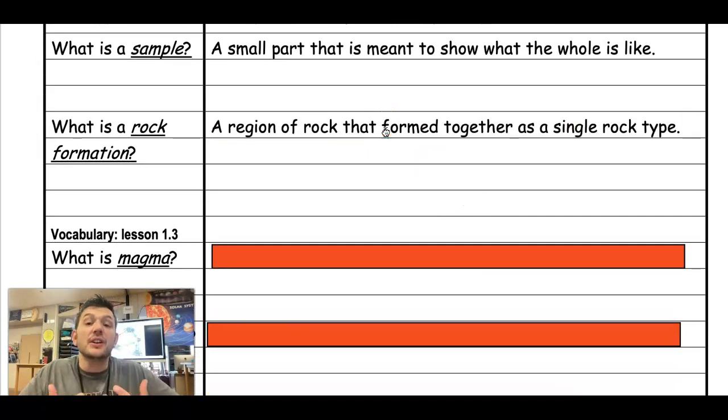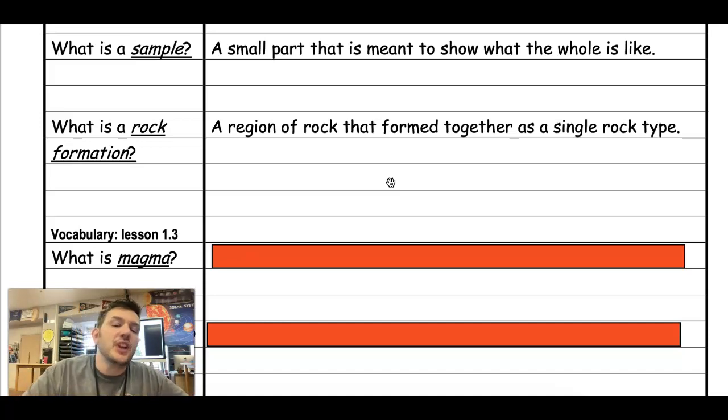All right. What is a rock formation? Well, it's a region of rock that formed together as a single rock type. So you have these big rock formations that are made of a single type of rock, typically all made in the same manner, and we'll talk about those in a little bit.